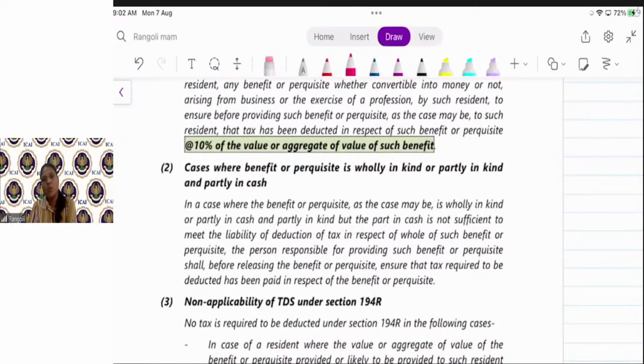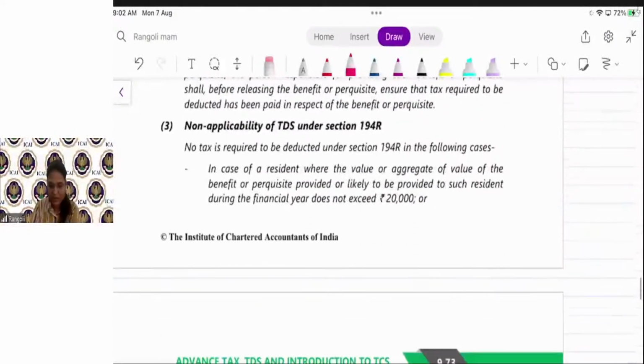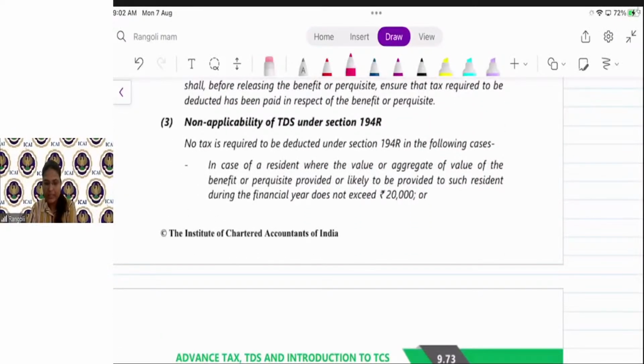Where the benefit is wholly in kind or partly in kind and partly in cash, then the payer will make sure that the proper amount of tax is deducted and paid to the government. Non-applicability: this section is not applicable if the value of perquisite is less than 20,000.